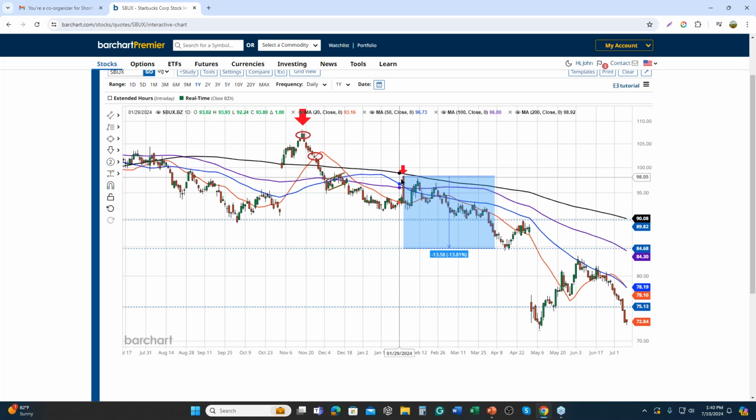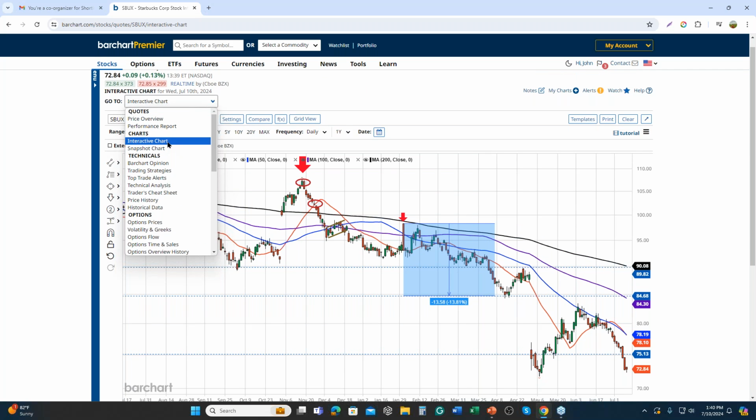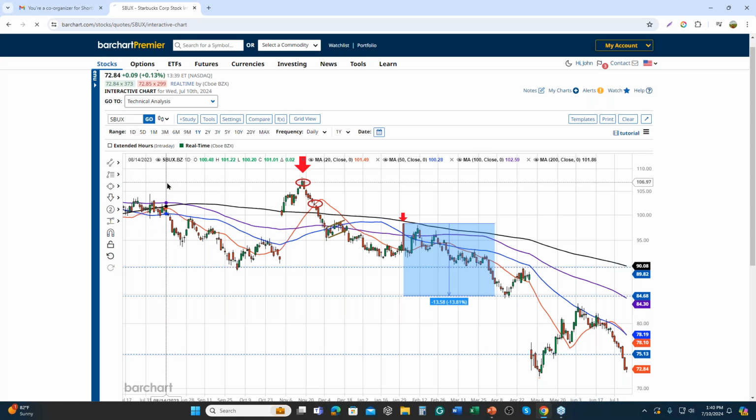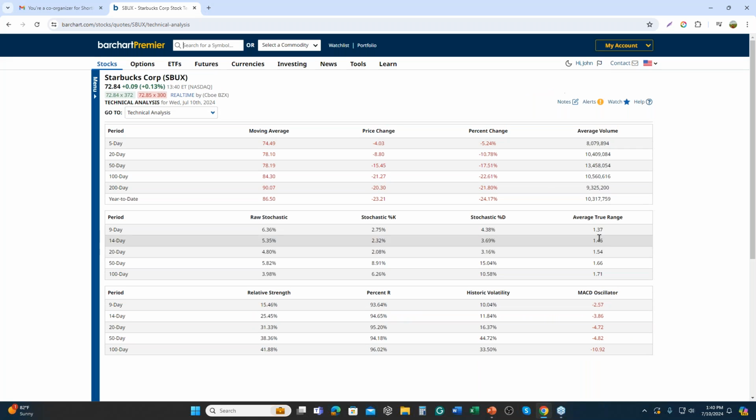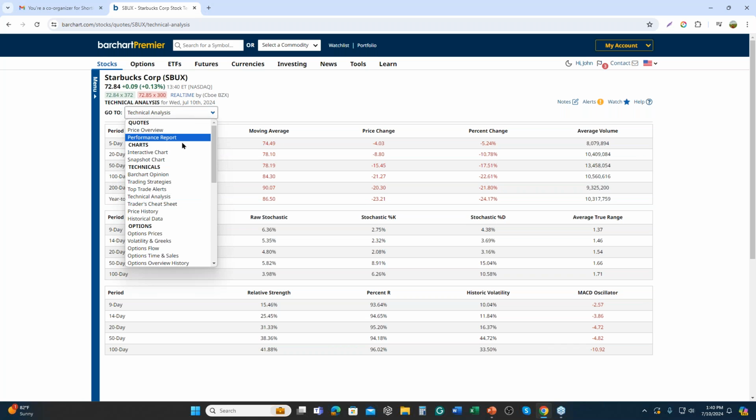Now, I don't know where our entry would have been. To say that we sold the top would be very foolish. But I could come back into Starbucks here, and under technical analysis, find the average true range. And you can see here, average true range is always changing, but it's about $1.50 on the large end. We're going to be very conservative here. Let's go back to our chart.